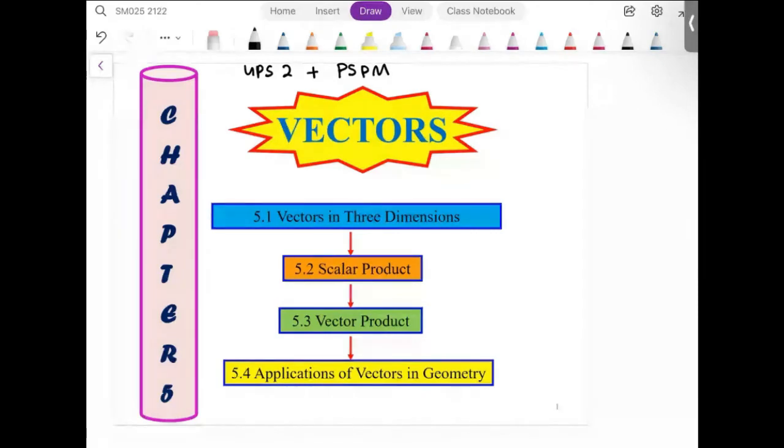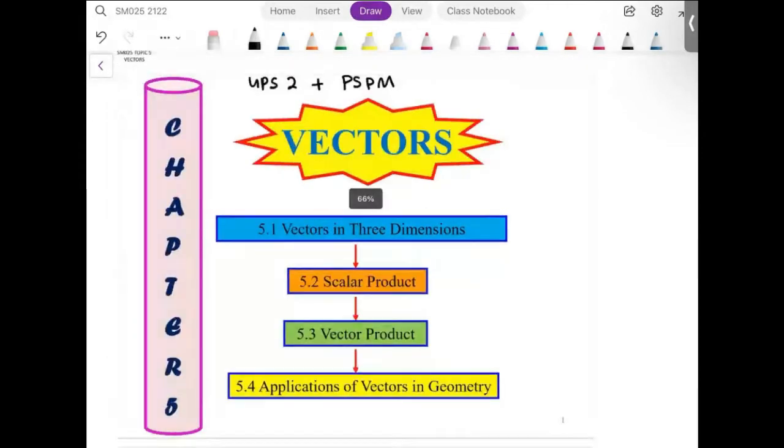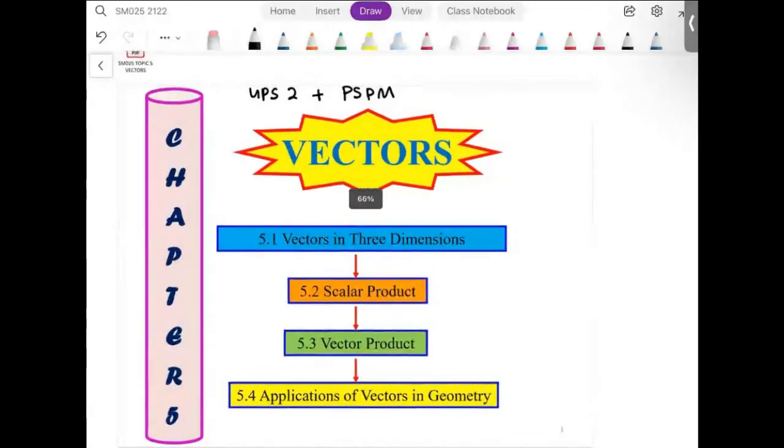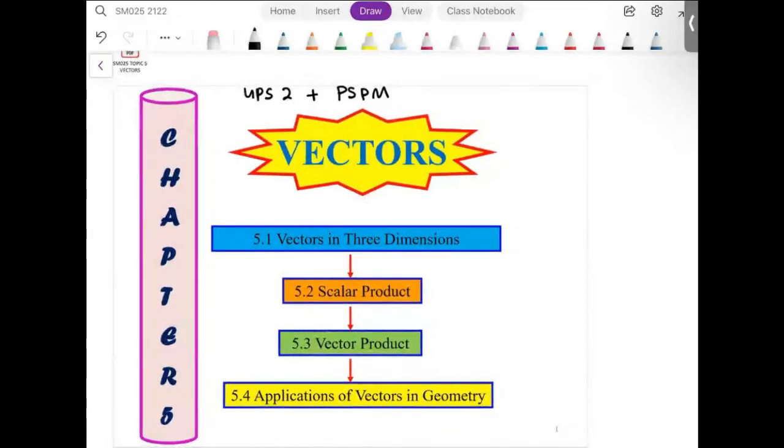Dan kita boleh terus mula. Okay, so for today, kita akan proceed with next topic, topic 5 vectors. Quite long topik ni, antara topik yang panjang juga. And then, dia akan keluar dalam UPS 2 and then PSPM. Dia tak ada dalam assignment. So, pay extra attention lah because topik yang masuk final exam ni, maksudnya topik tu something complicated juga.